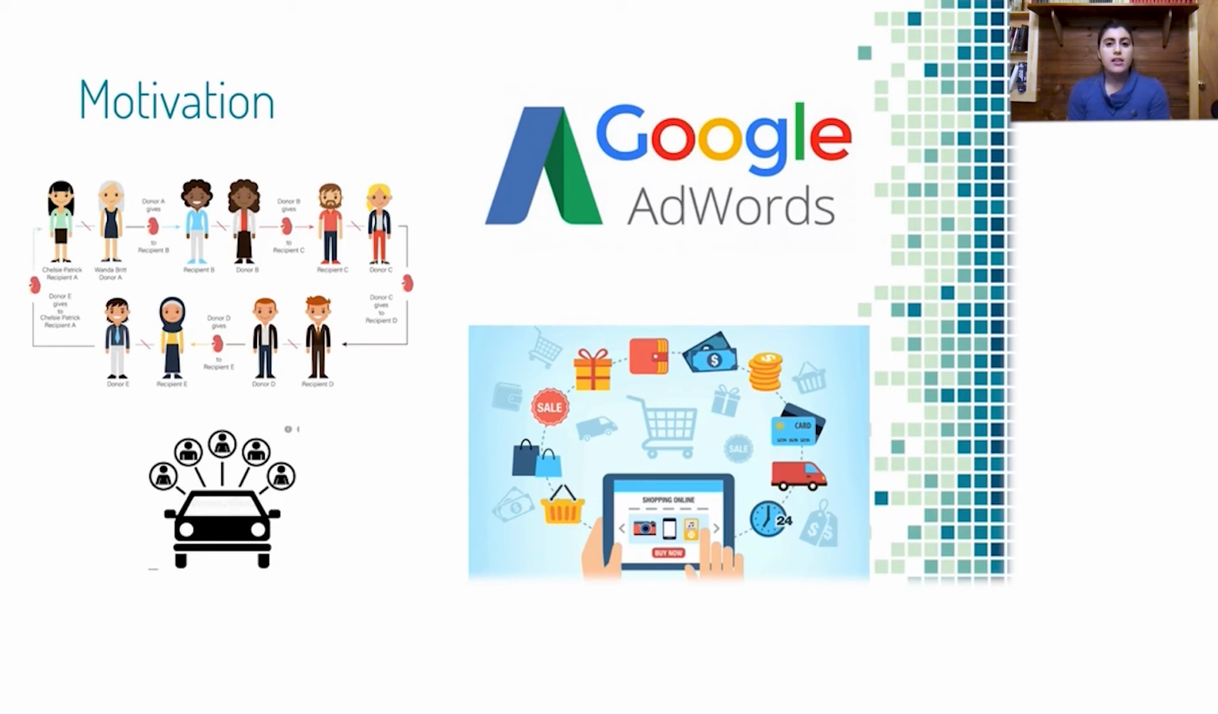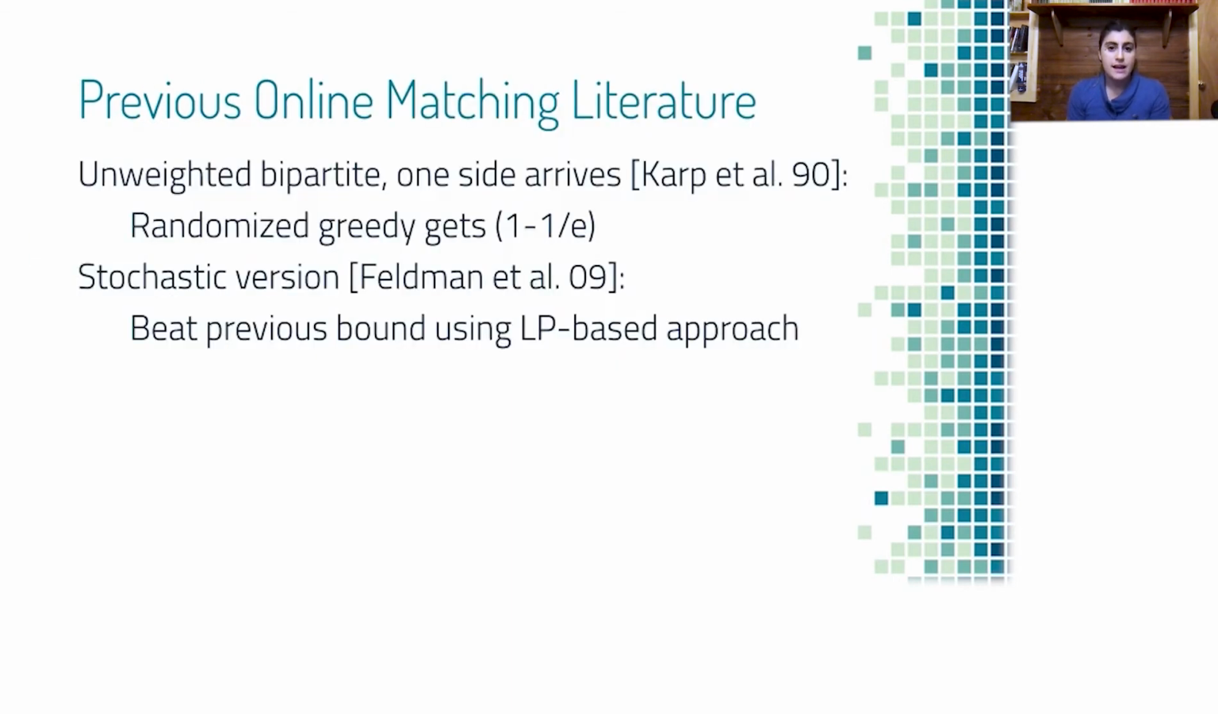There has been a lot of previous work in online matching, the idea of having to solve a matching problem when there are nodes arriving online and you have to make decisions irrevocably. For example, the seminal work by Karp on this and later work on stochastic versions of that.